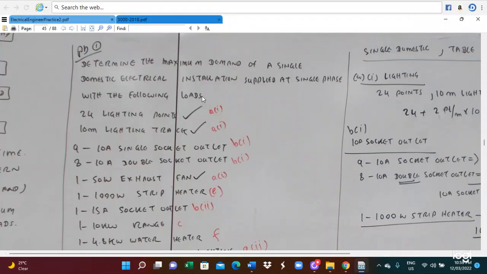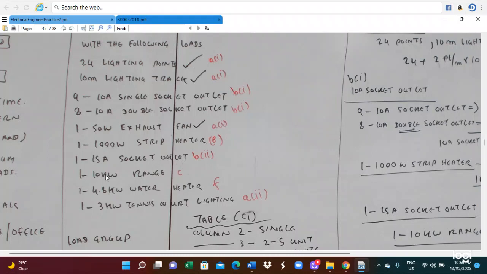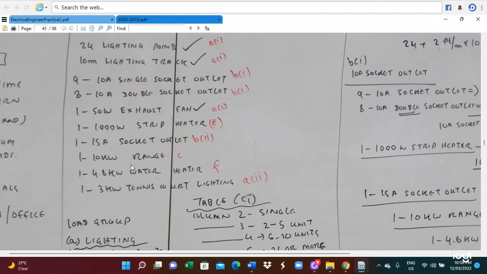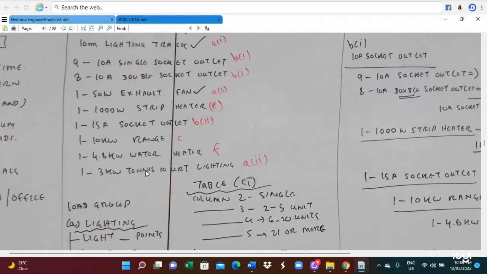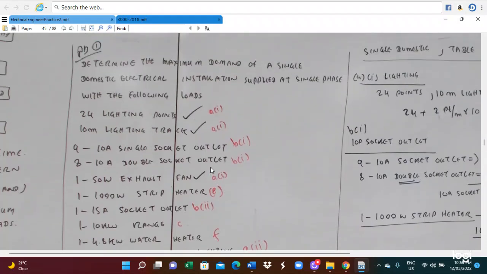Determine the maximum demand of the single domestic electrical installation supplied at single phase. It includes 24 lighting points, 10 meters of lighting track, 4 number of 10 ampere single socket outlets, 8 number of 10 ampere double socket outlets, 1 number of 50 watt exhaust fan, 1 number of 1000 watt switch heater, 1 number of 15 ampere socket outlet, 1 number of 10 kilowatt range, 1 number of 4.8 kilowatt water heater, and 1 number of 3 kilowatt telescope lighting. So those are the electrical loads provided. Based on those electrical loads, we need to calculate the maximum demand.